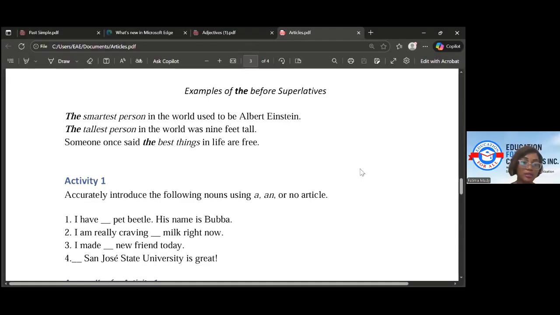Now can we have the answers? Number one. I have a pet beetle. His name is Boba. Yes, I have a pet beetle. His name is Boba.